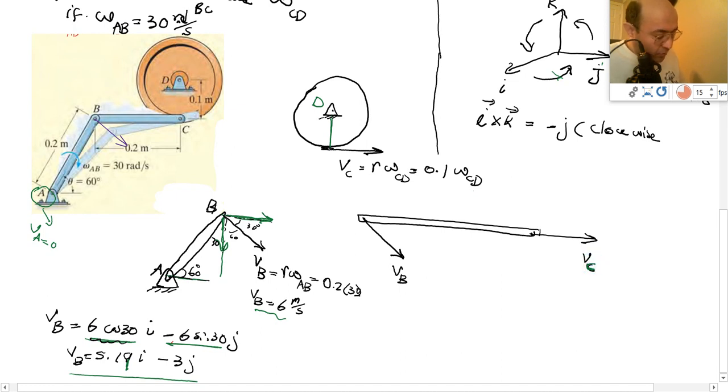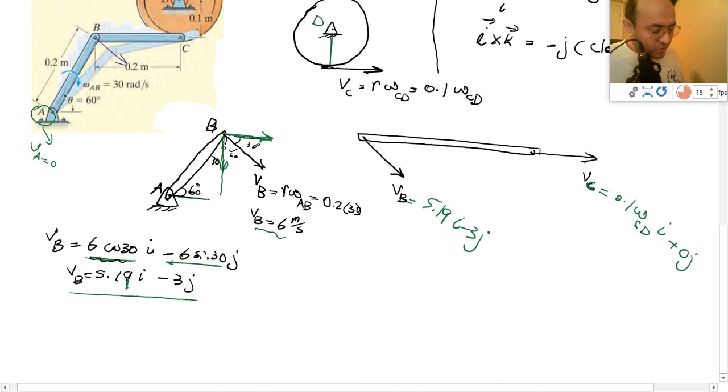So in this picture, I already know velocity of B is equal to 5.19 I minus 3J. At the same time, I know velocity of C is actually equal to 0.1 omega CD I plus 0J. Why put 0J? Because it doesn't have any J component. It's all on positive X. Now I can actually set up the equation here and solve it.